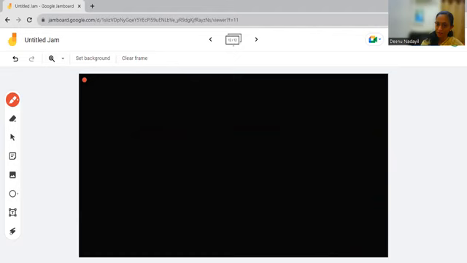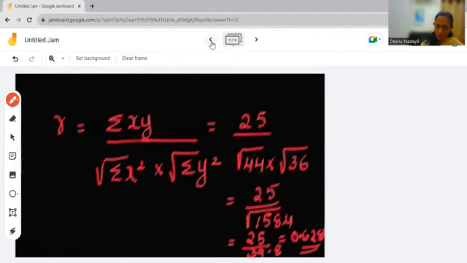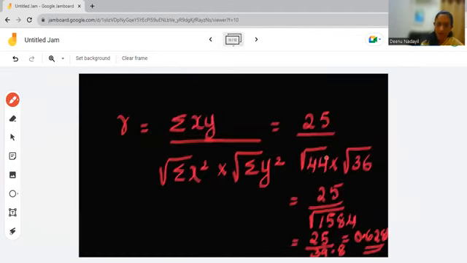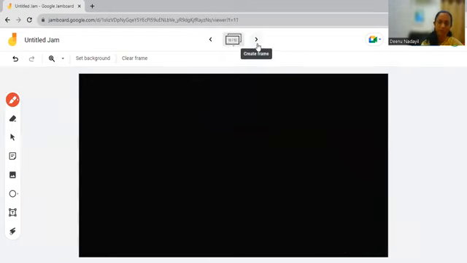Now, we got our answer, right? 0.6281. Now we have to write the conclusion. Don't forget, here it's not a negative answer. If the answer is negative, we will say that negative correlation exists between the variables. If your answer is positive, we will say there exists positive correlation between the variables. Here, since our answer has a plus sign only, it's positive correlation. So what will you write? Conclusion. What is your conclusion?